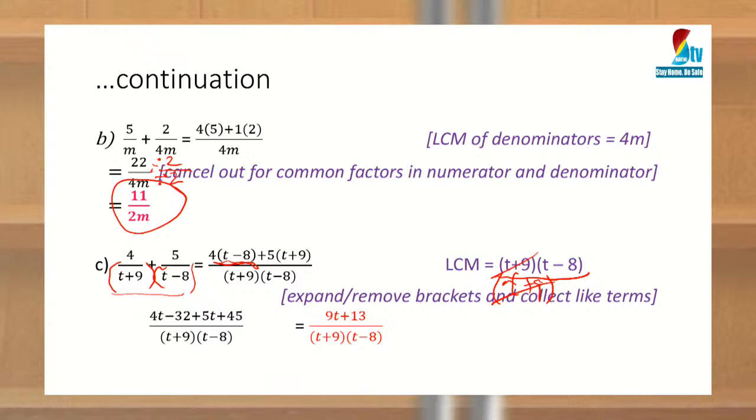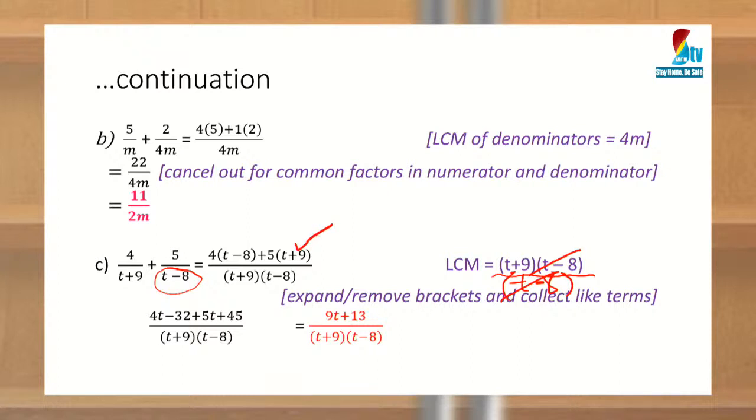Again, when I'm considering the second denominator, which is t minus 8, I am going to divide my LCM by t minus 8. Again, t minus 8 will cancel out the other t minus 8. I'm left with t plus 9.